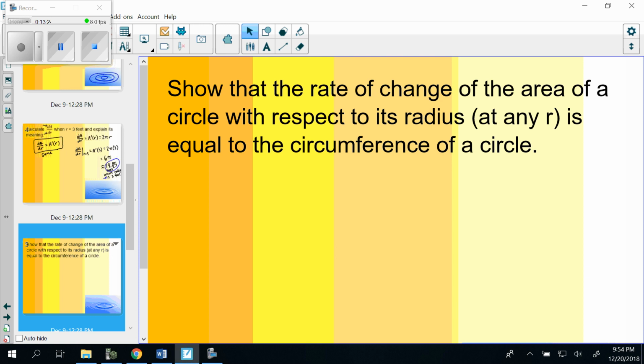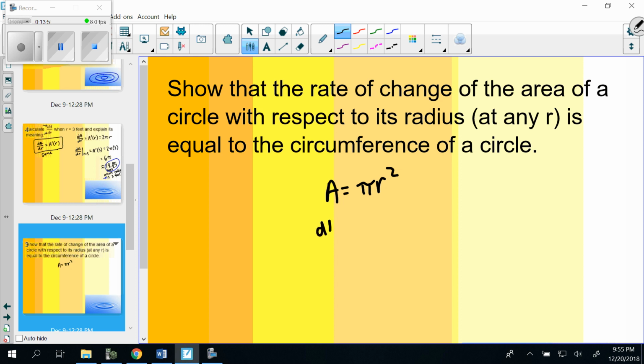Okay, next one says, show that the rate of change of the area of a circle with respect to its radius at any radius is equal to the circumference of a circle. So again, they're talking about the area of a circle. It's the same equation we just had. Area equals pi r squared. And we know if we took the derivative like we did before, dA/dr would be equal to 2 pi r. And so they want us to show that that is equal to the circumference of a circle.